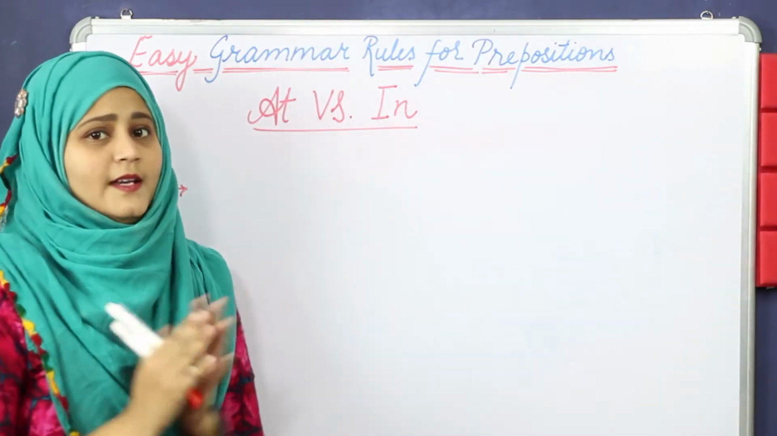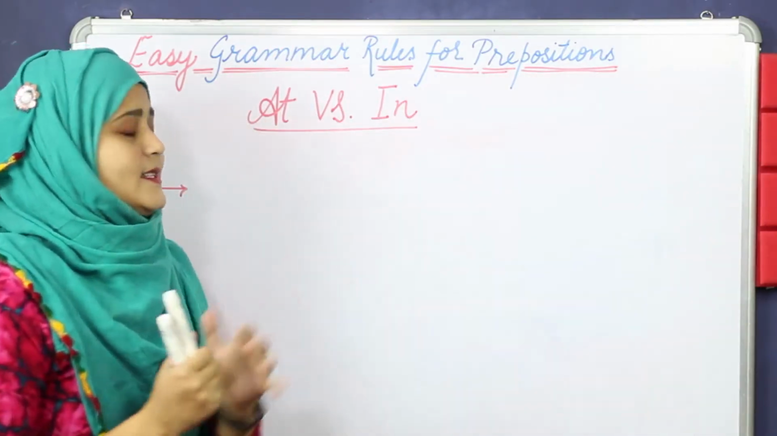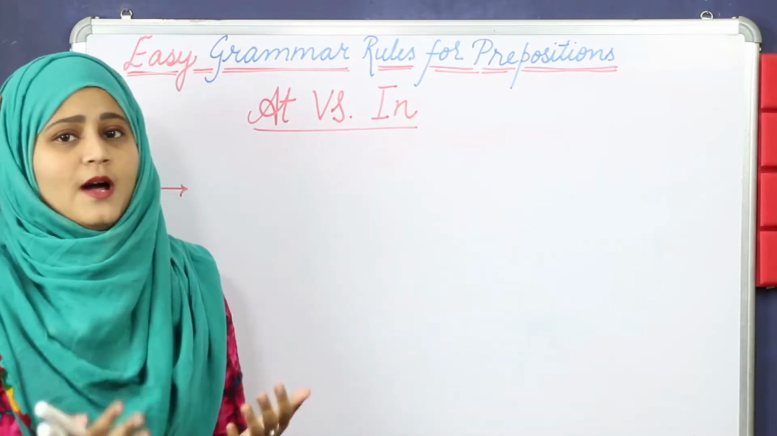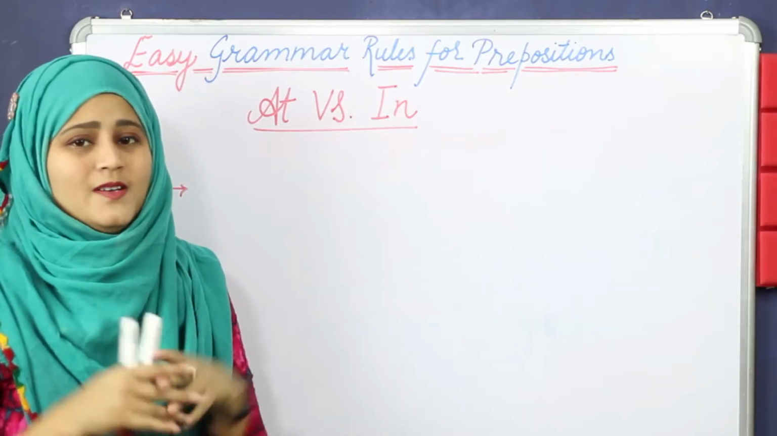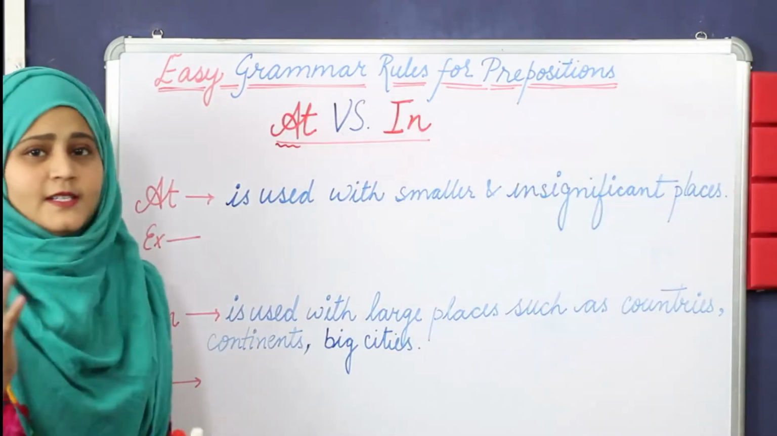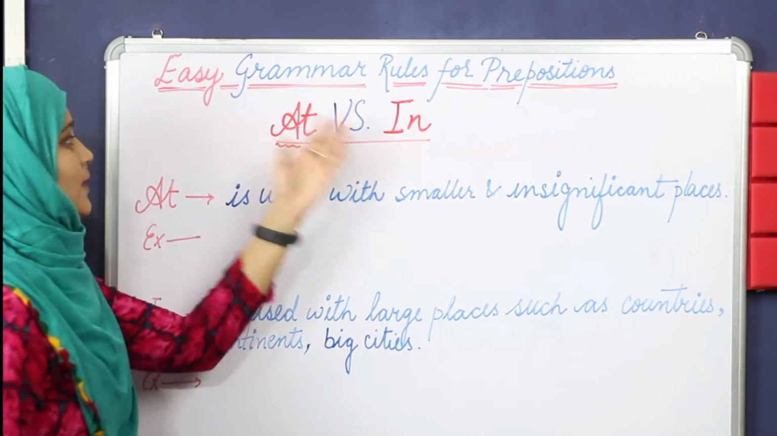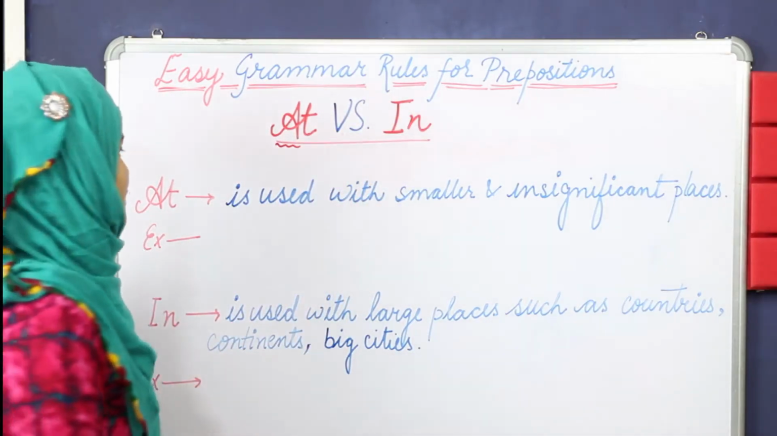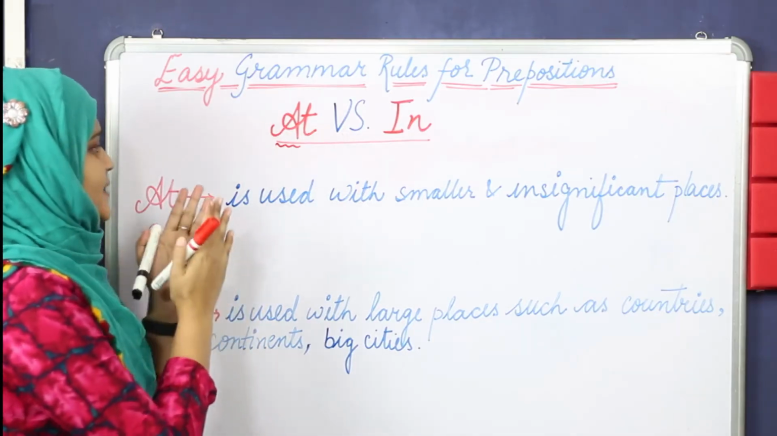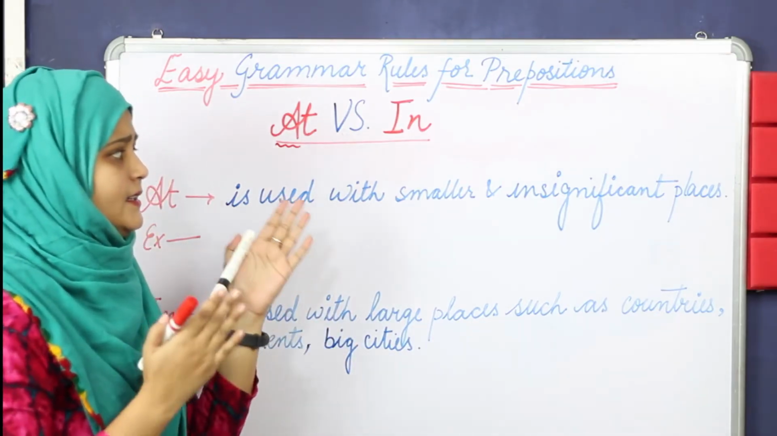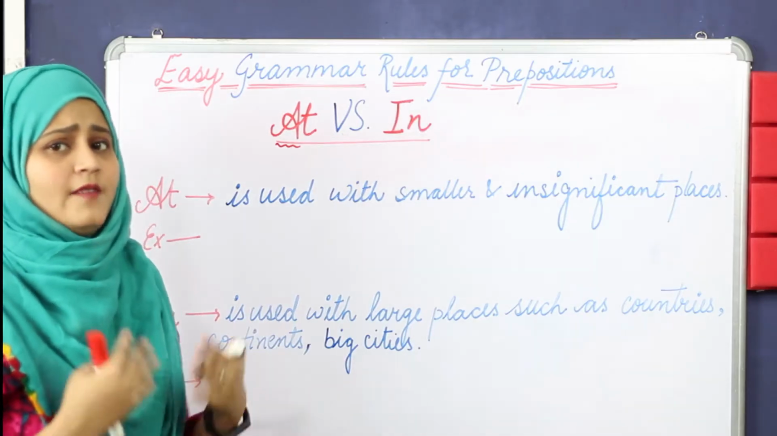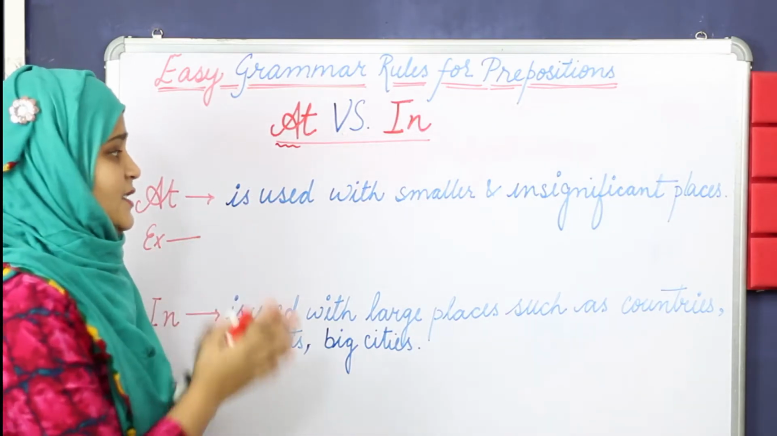Yes, the first one is at versus in. I'll tell you where you have to use at and where you have to use in and what's the difference between them. So viewers, I have written at versus in. जानते हैं कि at कहाँ पे use होगा और in कहाँ पे use होगा. So here at is used with smaller and insignificant places. जो भी small place होंगे वहाँ पे आप at का use कर सकते हैं.